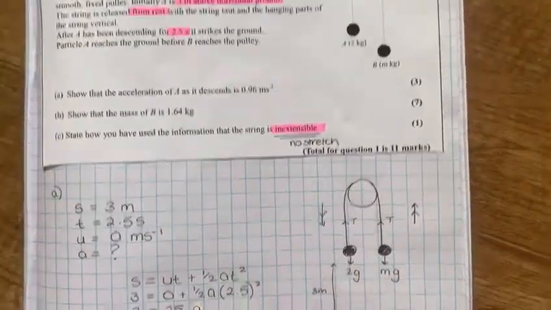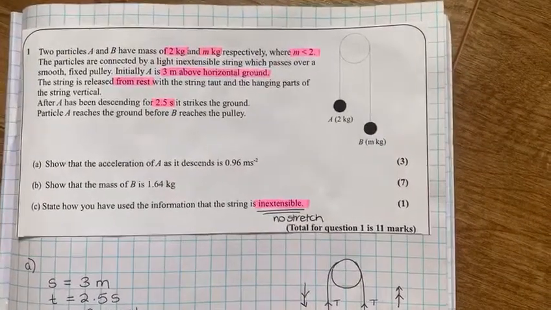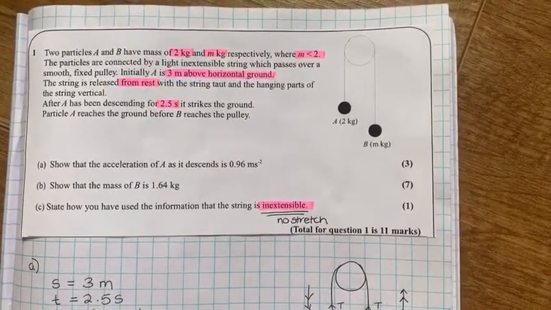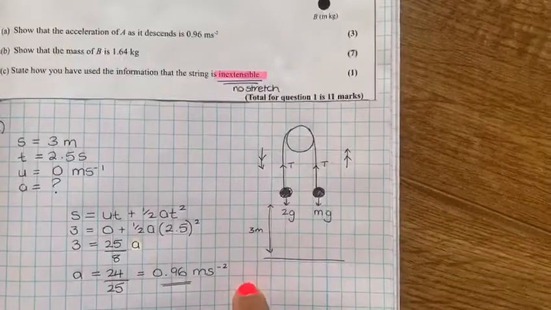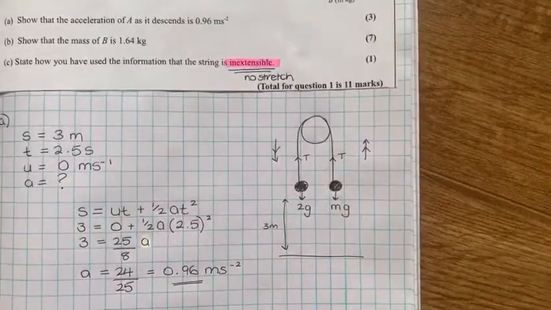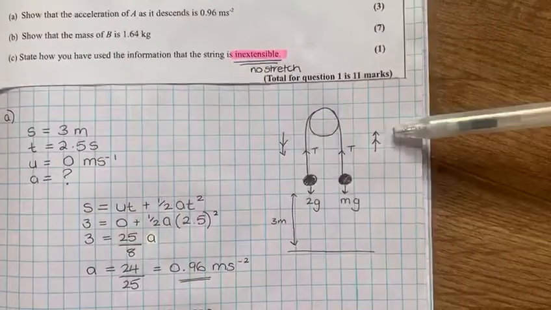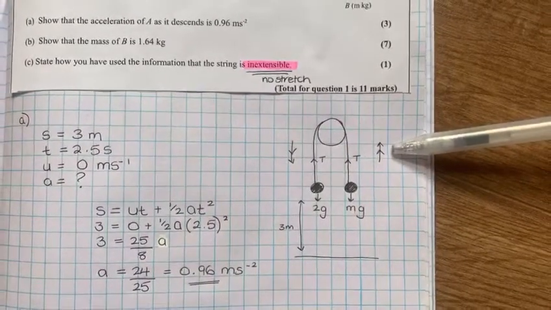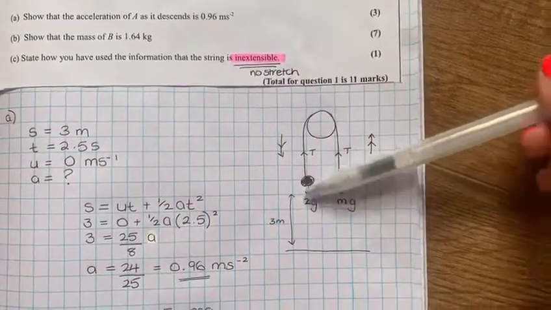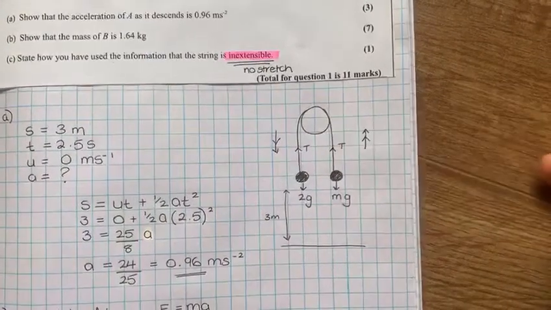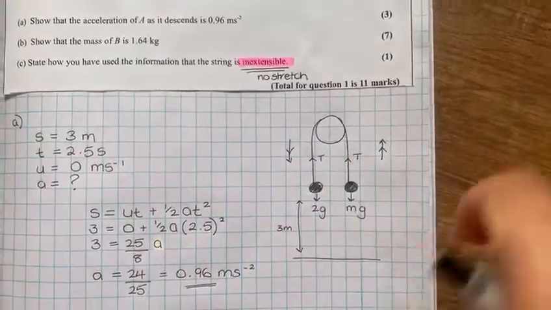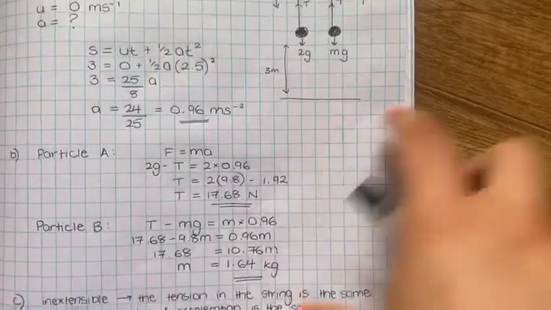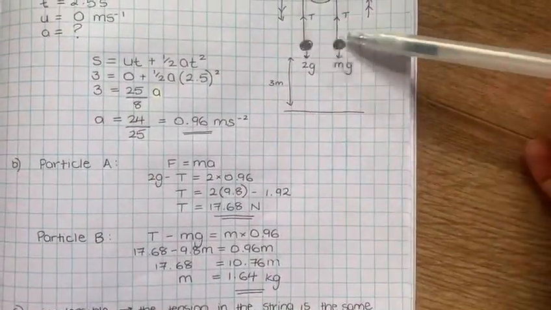In part B, you are asked to show that the mass of B is 1.64 kilograms. So this is where I would look at my diagram and think about what I now know. I now know that my acceleration here and here is 0.96 meters per second squared. I know that I've got some forces of weight and tension acting on my object, so I'm going to use my F equals M times A. And I'm going to do two separate equations, one for particle A and one for particle B.